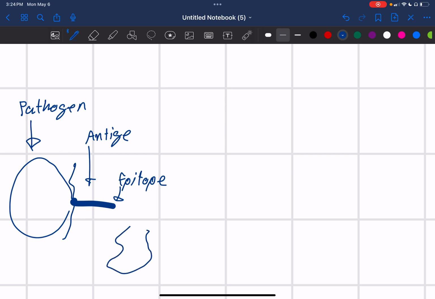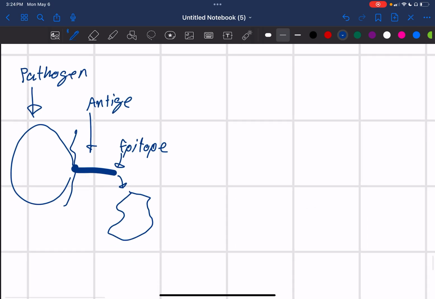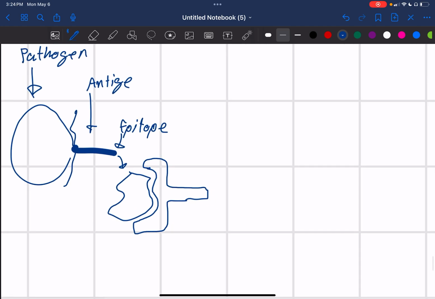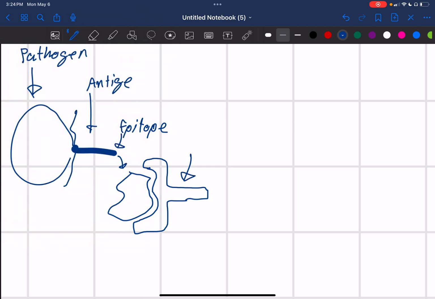So if I do something like this right here, it is going to be this special figure that attaches to what is called a paratope. So this paratope is part of the cell's receptor. So we have the epitope and we have the paratope.